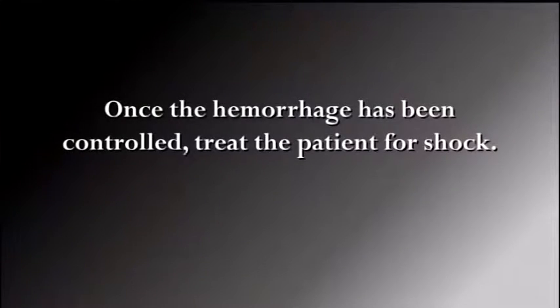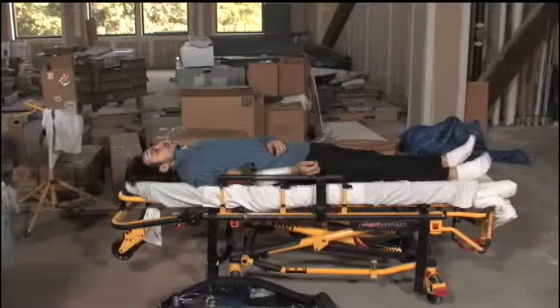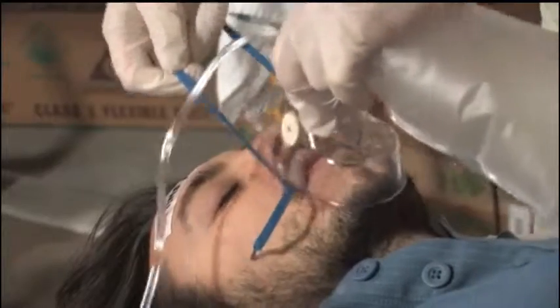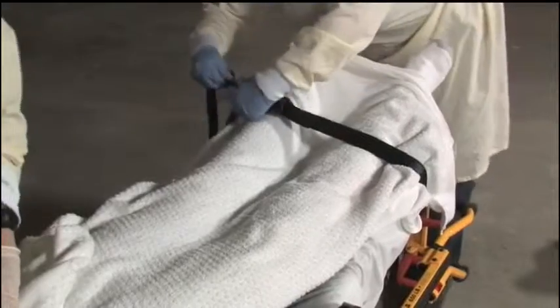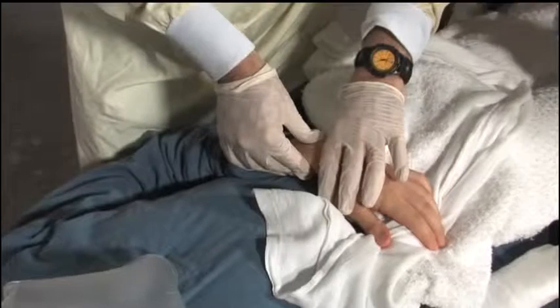Now that the hemorrhage has been controlled, you can begin to treat for shock. Appropriate treatment for shock includes properly positioning the patient supine, maintaining the airway and administering high-flow oxygen, reassuring the patient to reduce anxiety, and preventing heat loss by applying a blanket. Prepare the patient for transport and monitor vital signs.